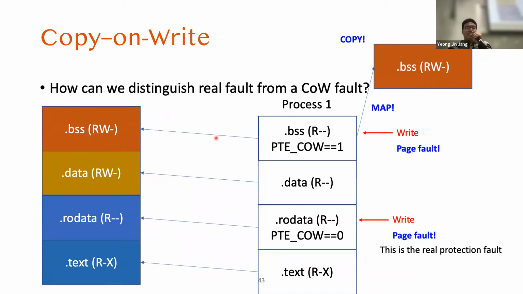So when we create this kind of shallow copy, not the entire copy, of the process space, if the original memory is writable, then we mark PTE_COW as 1. Then whenever there's a write fault, we need to copy and then map the new physical memory. But for the real read-only data, we mark PTE_COW as 0. And if a write fault happens at this address, then we can regard that as a real fault. It is read-only, a write access is applied, and we need to kill the process.